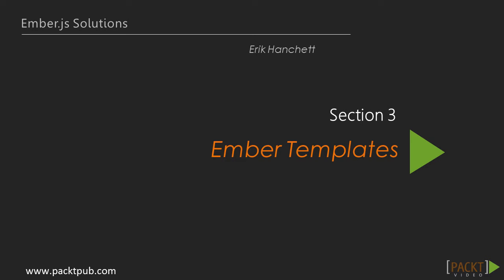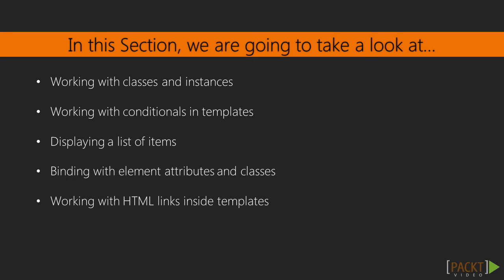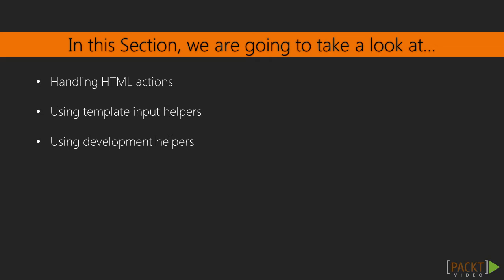In this section, we'll be using HTMLBars and Handlebars, and we'll be going over how to use templates in our applications. We'll learn how to define an application template and how to work with conditionals. We'll also learn how to display a list of items and the process of binding with element attributes and classes. Further, we'll see how to work with HTML links and how to handle HTML actions. Finally, the section will cover the use of input helpers and development helpers.